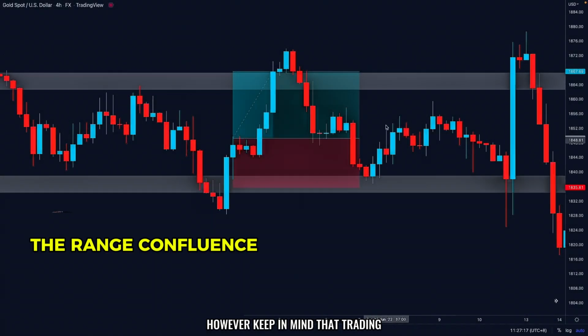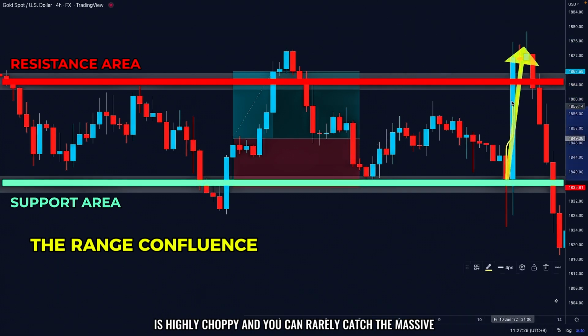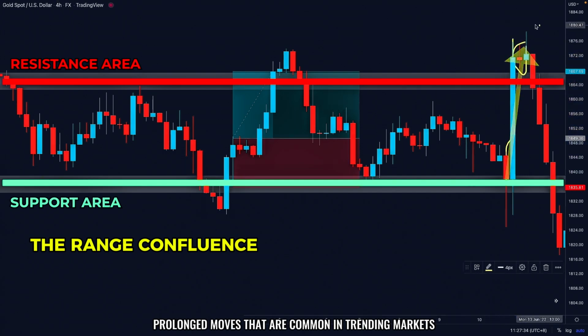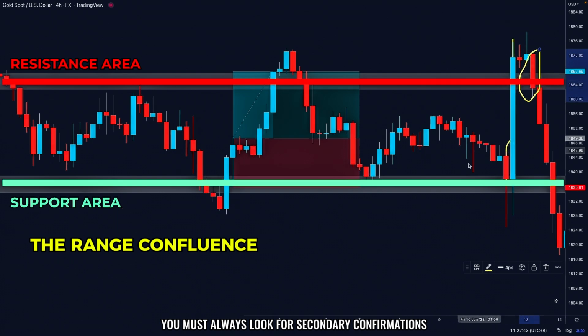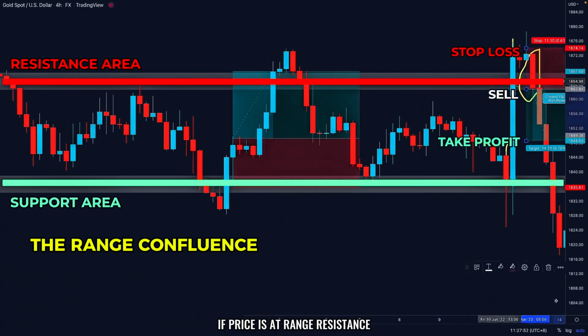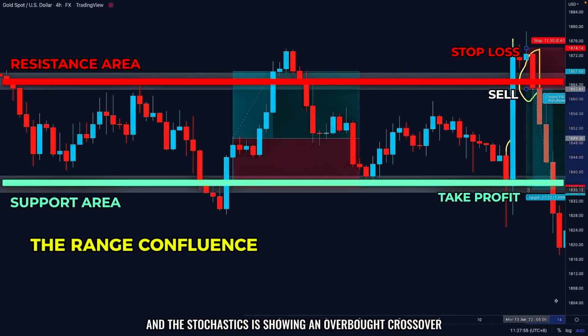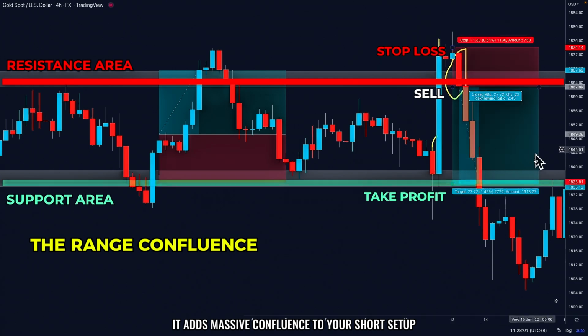However, keep in mind that trading inside ranges is generally more risky than trading strong trends. This is because range-bound price action is highly choppy, and you can rarely catch the massive, prolonged moves that are common in trending markets. To manage your risk inside a range, you must always look for secondary confirmations like the stochastics or RSI indicator. If price is at range resistance and the stochastics is showing an overbought crossover, it adds massive confluence to your short setup.